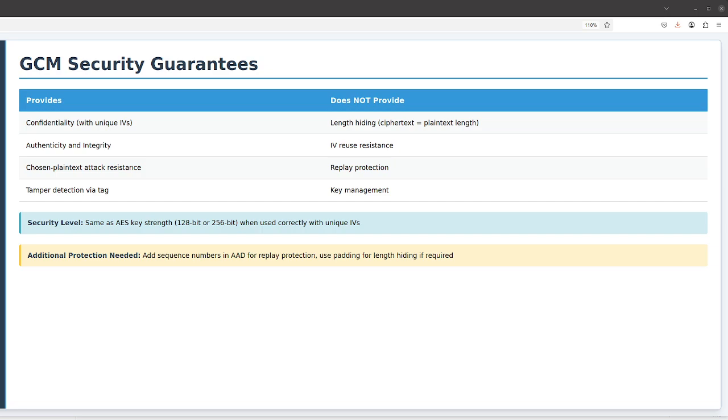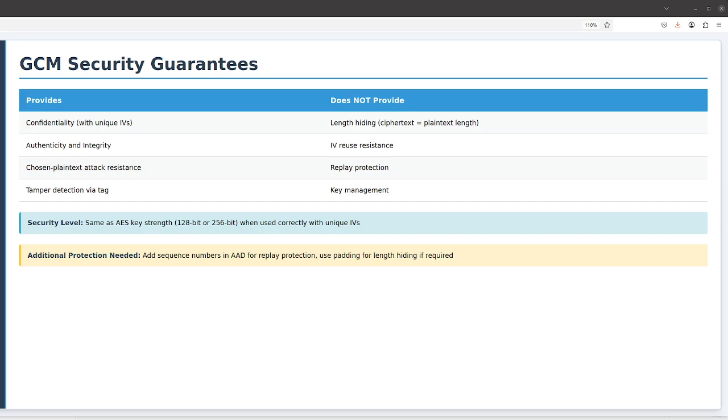Second, GCM provides authenticity and integrity. The authentication tag ensures that any modification to the ciphertext or AAD will be detected. An attacker cannot create a valid tag for modified data without knowing the key. The probability of successful forgery is 2 to the negative tag length, which is negligible for 128-bit tags.